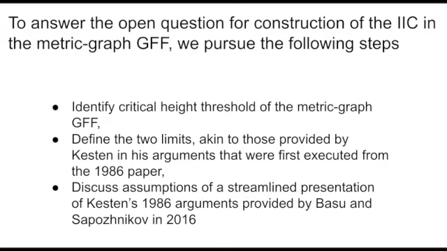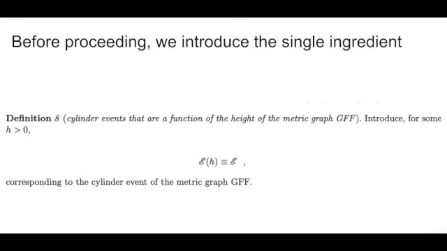So we're seeing many different models coming into play in connection with each other, in which we begin with Bernoulli percolation, and then we can look to establish some comparisons with the Gaussian free field and with its metric graph extension. So before proceeding, we introduce the single ingredient which we need for defining some analogs of the two limits that Kesten demonstrates are equal for the IIC in his 1986 paper.